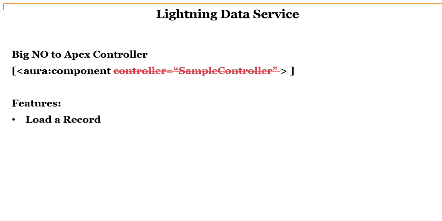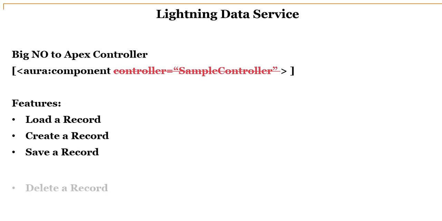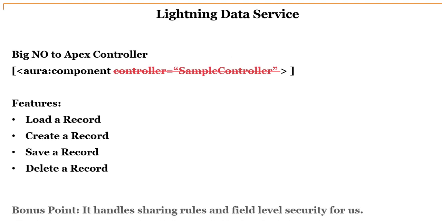So using Lightning Data Service, you can load a record without writing any query or any SOQL because there is no Apex class. You can create a brand new record for any of your sObjects. You can save a record, that means you can update a record, and you can delete a record which is available.